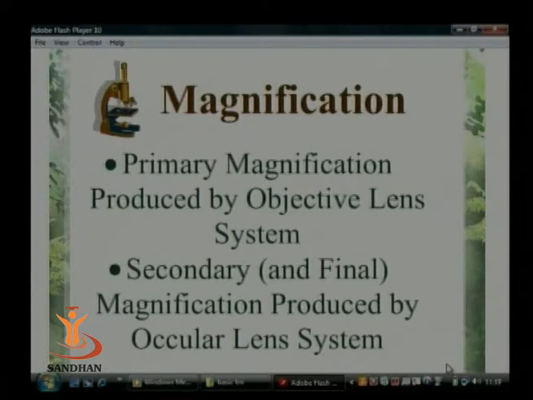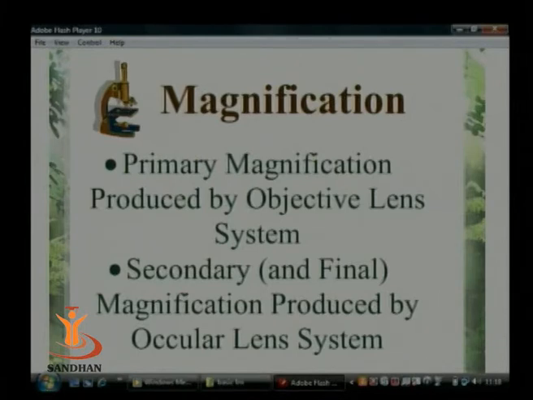As has been told, it is a compound light microscope, and it makes use of two lens systems, and the magnification achieved is the multiplication of the two lens systems. Here you can see in this slide the primary magnification. The first magnification is produced by the objective lens, which remains close to the object, and the second and final magnification is produced by the ocular lens system.